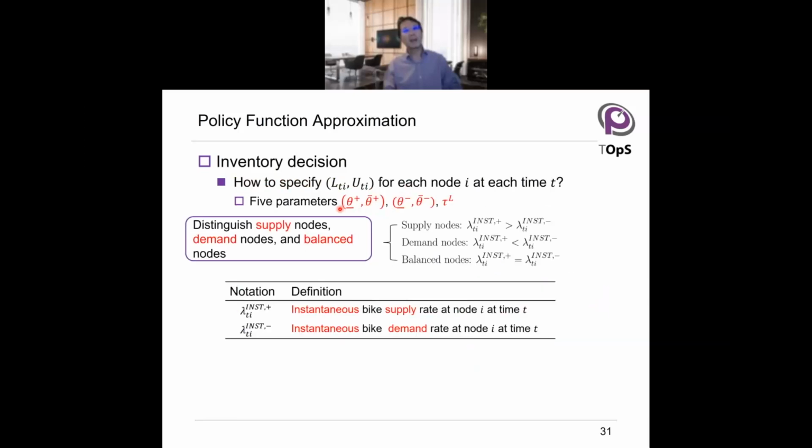So basically, we define 5 parameters. The plus sign is for the supply node, meaning we have more bike arrivals than bike departures. And the minus parameter is for the demand nodes. And this tau L is for the looking ahead time, because we do not want to be myopic. When we look at demand and supply, we also want to look ahead this amount of time.